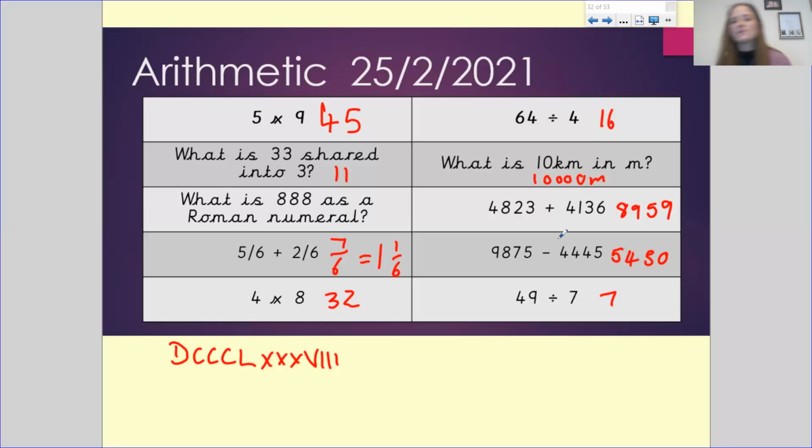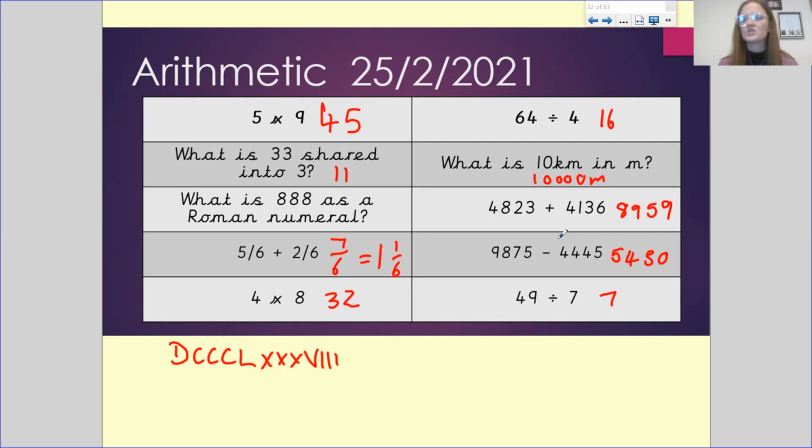Right, let's go through our answers. 5 times 9 is 45. What is 33 shared into 3 equal groups is 11, because we could have gone 33 divided into 3 is 11. What is 888 as a Roman numeral? Now, it was quite a long one, so I've written it at the bottom there. So it's D, C, C, C, L, X, X, X, V, I, I, I. What is 5 sixths plus 2 sixths? The answer is 7 sixths, and if we convert that into a mixed number, it is 1 and 1 sixth.